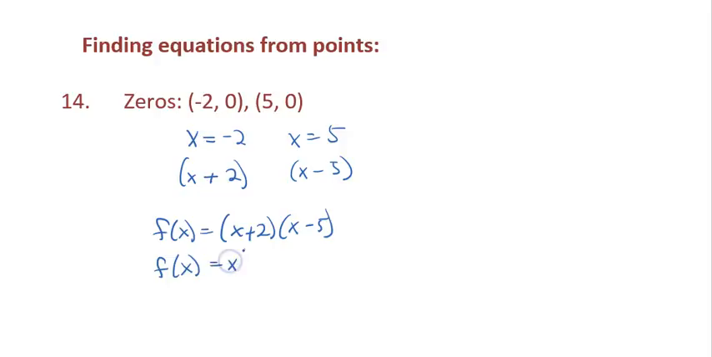So we get x squared plus 2x minus 5x minus 10. And then in standard form, we would have x squared minus 3x minus 10.